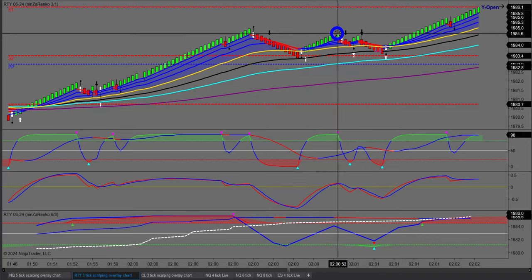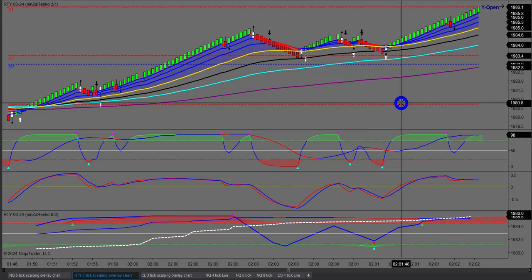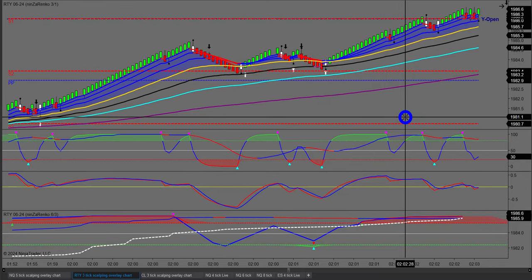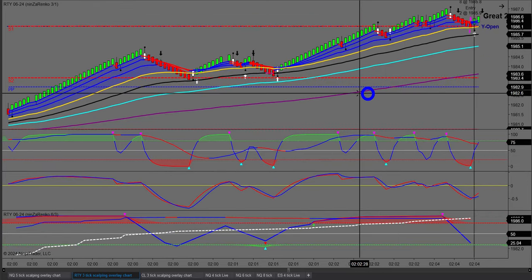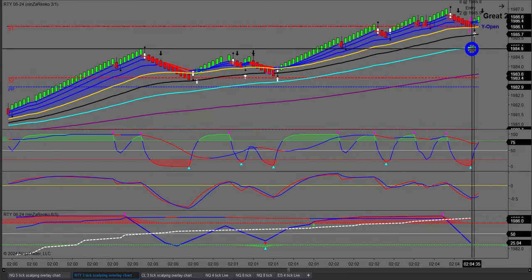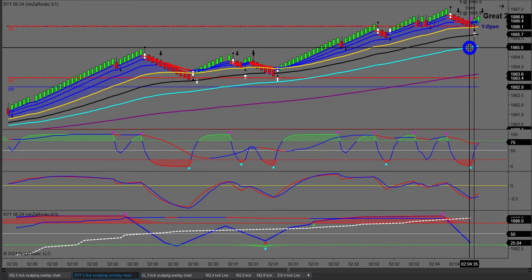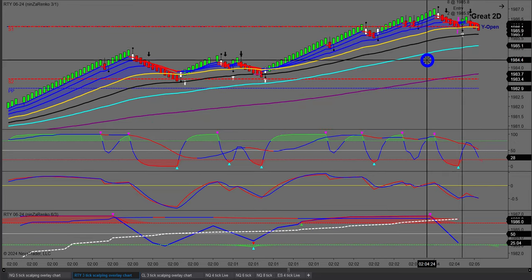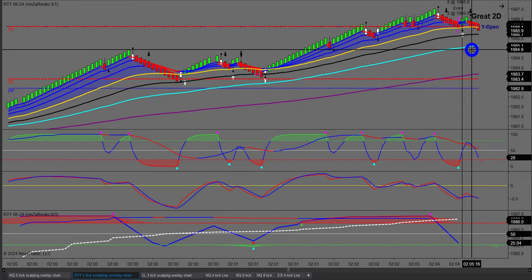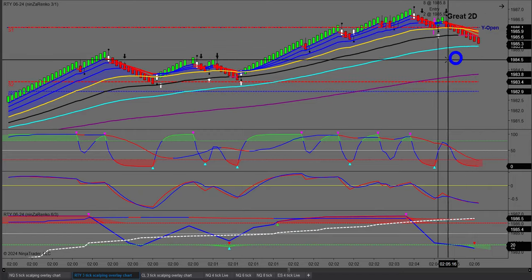Now, as we're trending up here, I now have what we call a 2D, my apologies. I've now got a great 2D just here. And this is one of the live trades. So let's now look at the anchor chart. Why did I take that trade? Well, it's hard for you to tell.